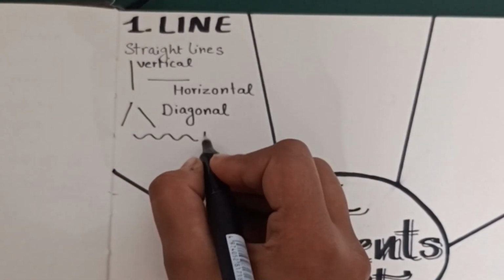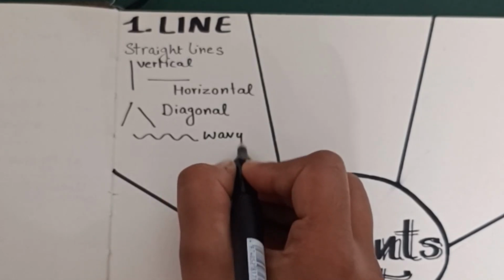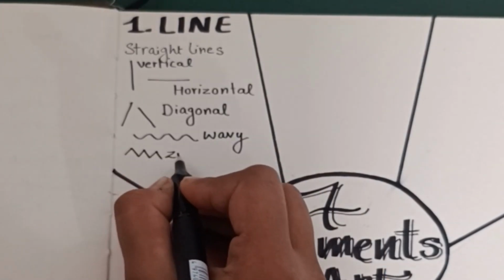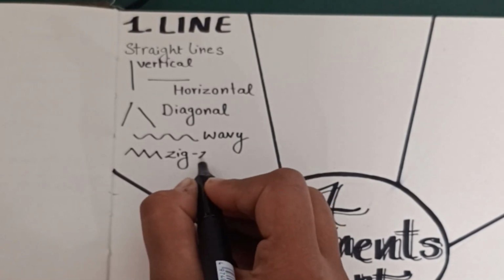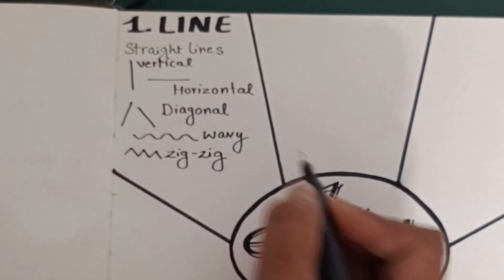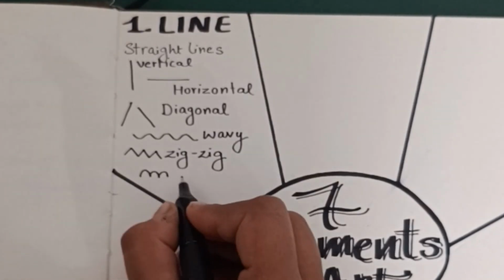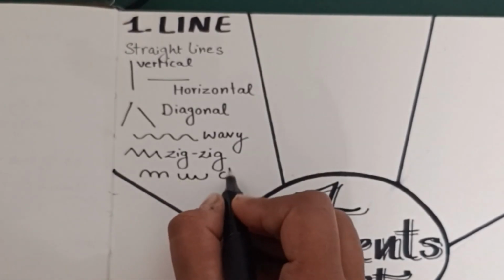And the next type of line is wavy lines, which are like a wave of water, and then the zigzag is a sharp one. I know you all are familiar with these lines, but maybe one or two you people didn't know. So let's make this one.